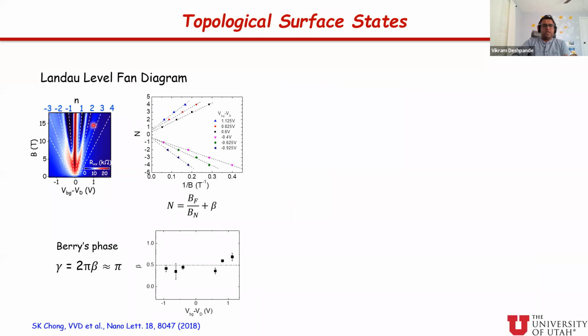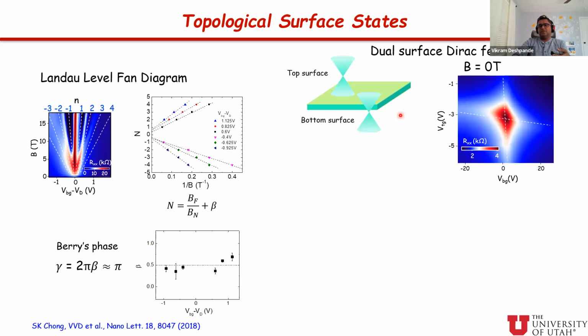Okay, so you can do more. In a magnetic field, you can get these Landau level fan diagrams and extract quantities like Berry's phase, for example. And because you have two surfaces, you can implement two dielectrics and two gates and get these color plots of the longitudinal resistance, in this case, as a function of two gates. Where it peaks here in the middle is your global charge neutrality of your device.